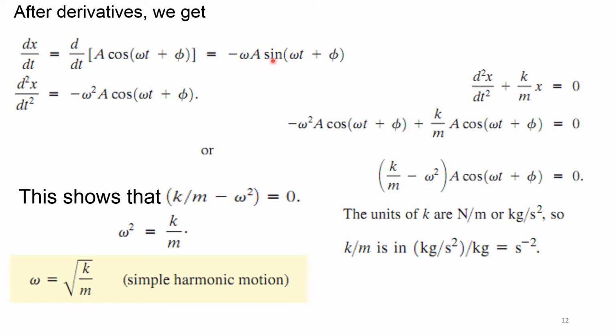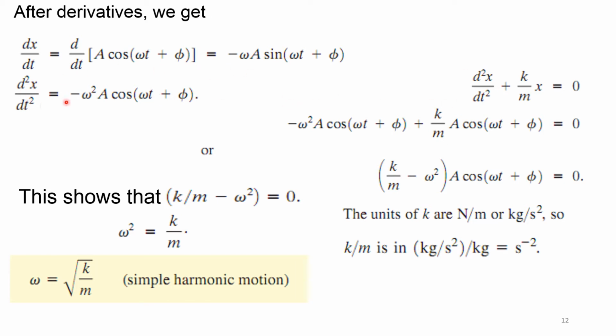Derivative of sine gives cosine, and this omega will come to multiply, giving minus omega a, where we have the second derivative of x with respect to time equals minus omega squared a cosine omega t plus phi. This is acceleration, and the first derivative is velocity.